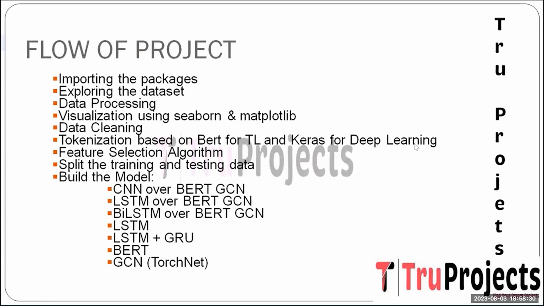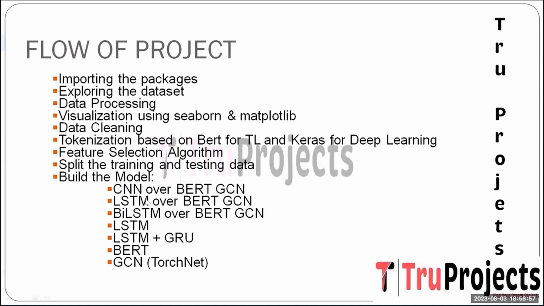And the next step is building the model. Here various classification models are built. The first one is CNN over BERT GCN. Convolutional neural network architecture integrated with Bidirectional Encoder Representations from Transformers and the graph convolutional network is utilized, harnessing the power of both convolutional and transformer based features for enhanced text classification.